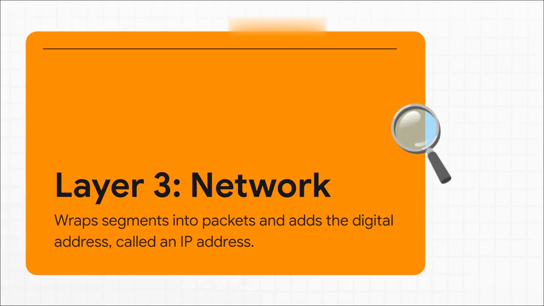All right, our segments are ready to go. Now they need an address. And that's the whole job of layer 3, the network layer. It takes each of those segments, wraps it into something called a packet, and stamps it with the most critical piece of info for its global journey, the destination IP address.